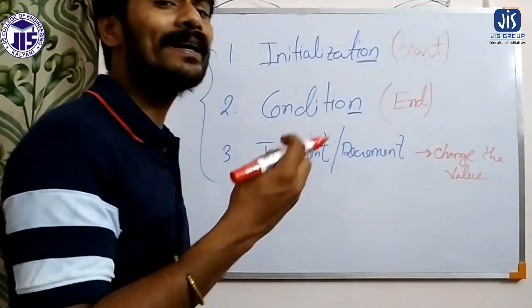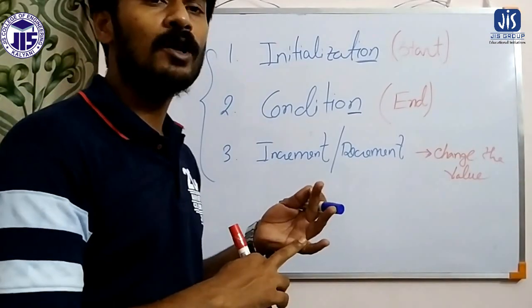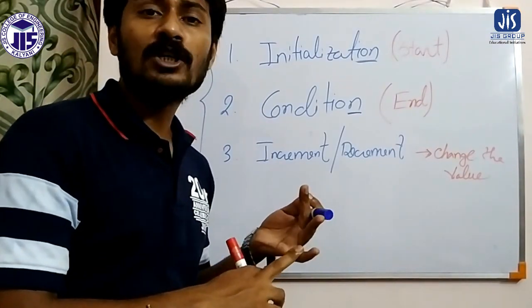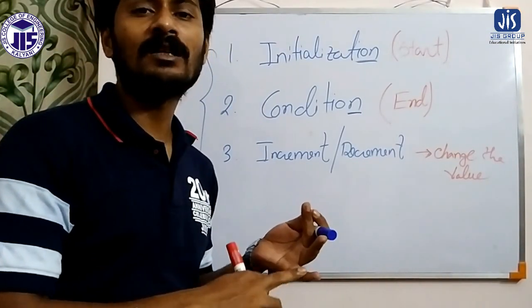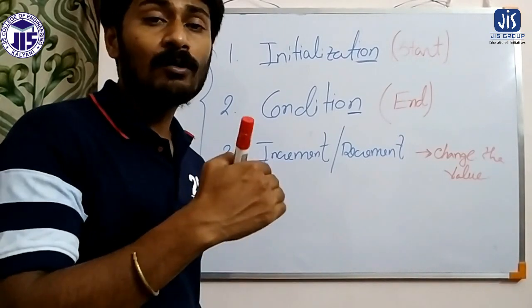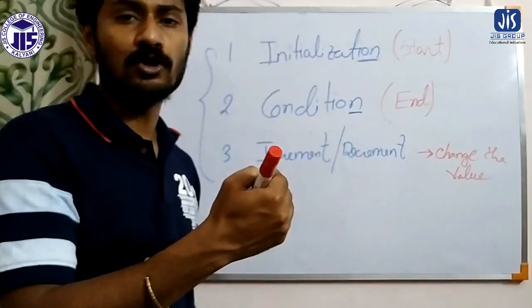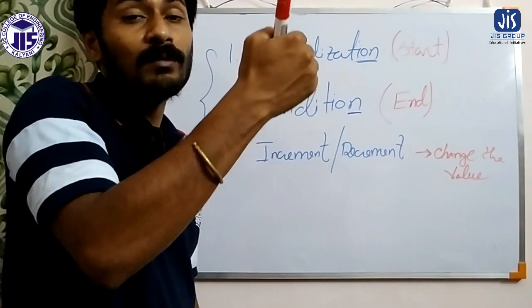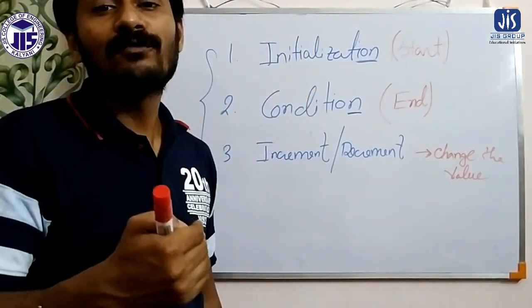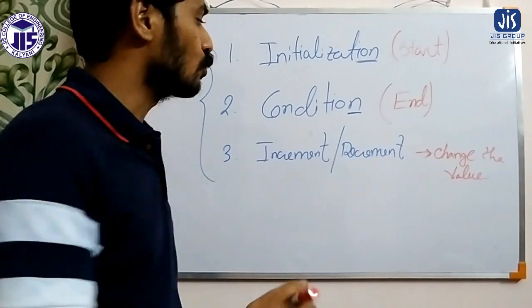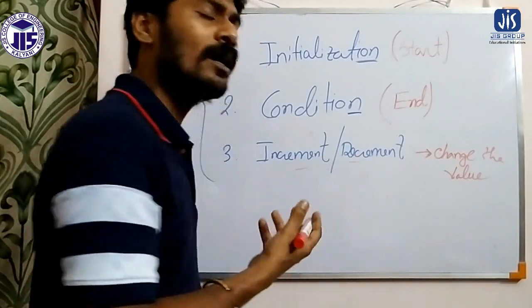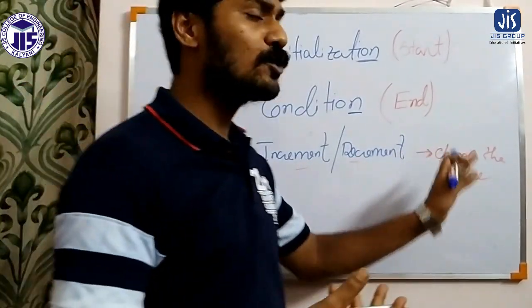Change the value means how can we change the value? The first count is 1, the second count is 2, then the third count is 3, then the fourth count is 4. In that way we have to change the count. We have to increase the count 1, 2, 3, 4, or the opposite is also possible. We can count 10, 9, 8, 7, 6, 5, 4, 3, 2, 1 in that way also. So for that, increment and decrement both are required, for changing the value.